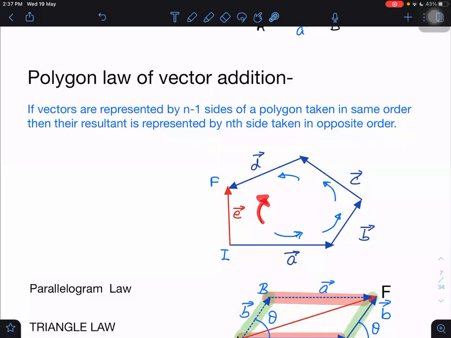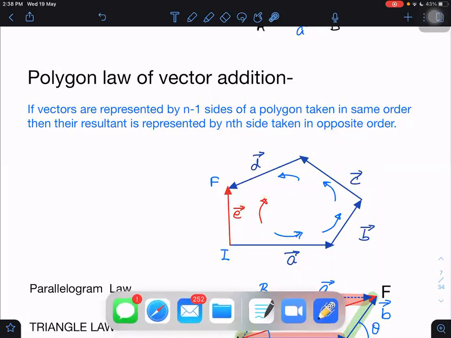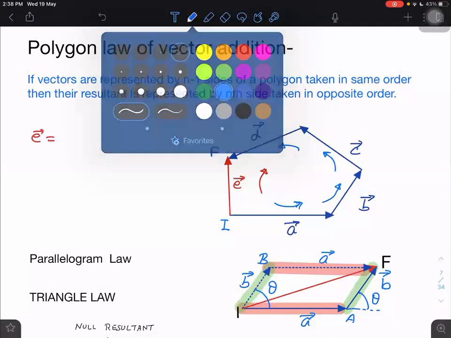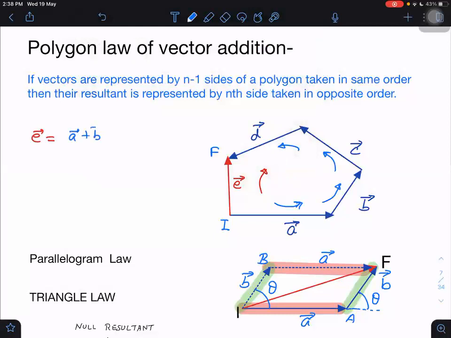That will be the resultant of the remaining n. Yes, it is in clockwise direction. E is the resultant of A, B, C, D. The red color vector is the resultant. E is actually equal to A plus B plus C plus D.